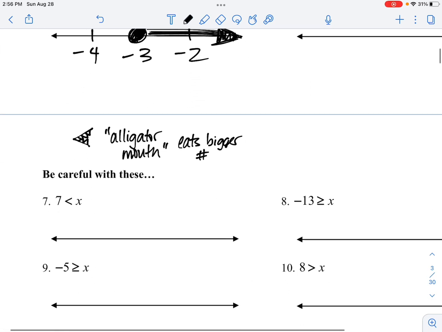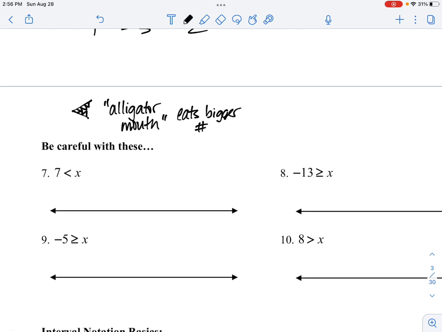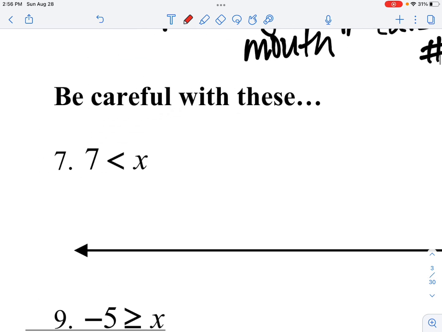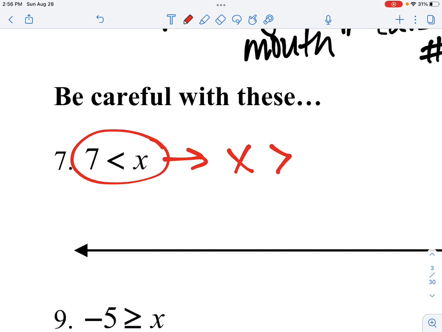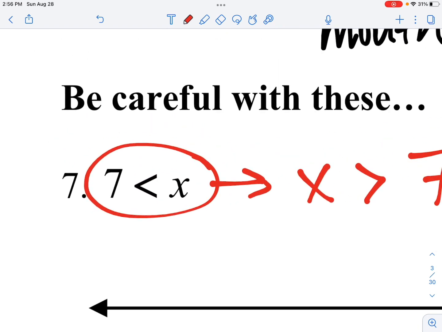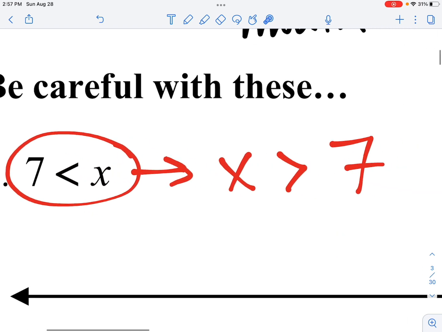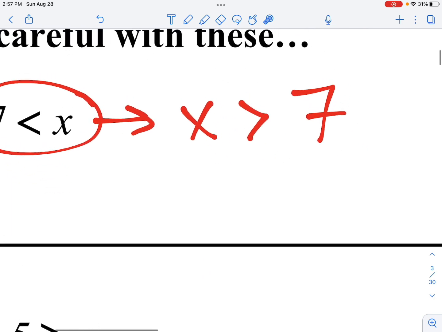Now let's try a couple of these. These I want you to be careful with. You have to think about the alligator mouth. I always want the x to be on the left. And so what we can do is change this into x is greater than 7. Why did the sign flip? Which way is the alligator mouth trying to eat? If you think about this like an alligator mouth, there's the little teeth. Which one is the alligator mouth trying to eat? The alligator mouth is trying to eat the x. And so when you reverse it and put the x on the left, the alligator is still trying to eat the x. So just be careful about that.